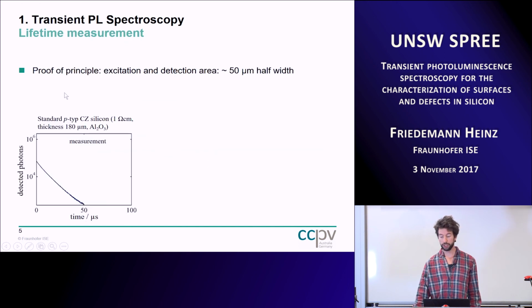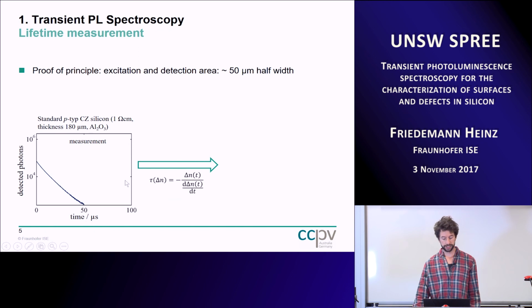So let's show some first measurements, or a proof of principle. On the left here, you see the amount of detected photons as a function of decay time. There was a laser pulse in the beginning. This is a standard Czochralski sample. And you can see here the rough exponential decay.